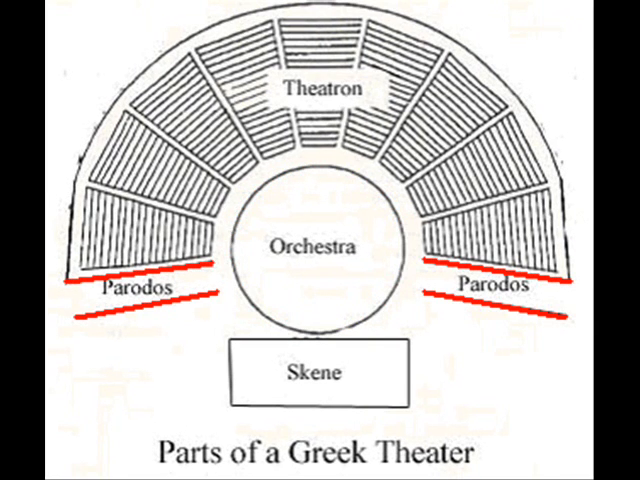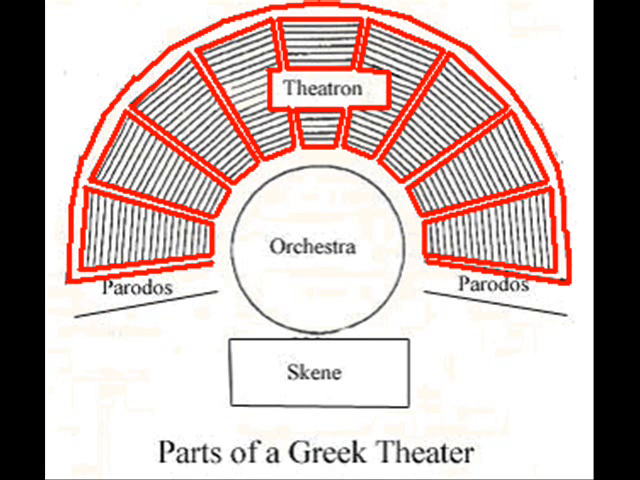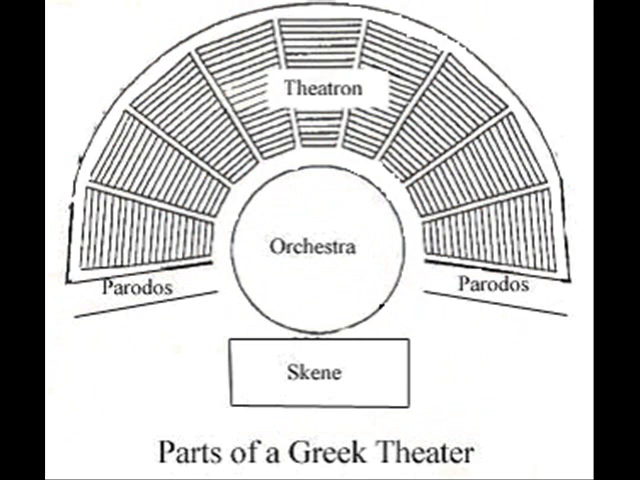The parodoi were the entrances and exits to the Greek theater. Sometimes actors playing messengers or travelers came in through here. Also, this is where the chorus came in and out as well. The theatron was basically where everyone sat down and enjoyed the play. You should also probably note that ancient Greek theaters were always done outside, in an area without a roof.